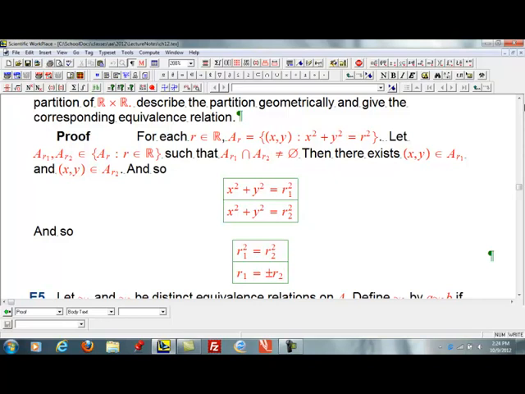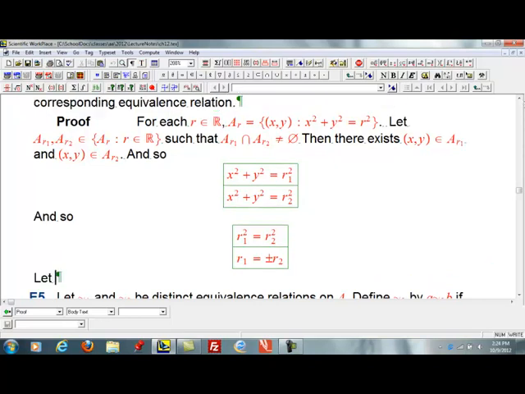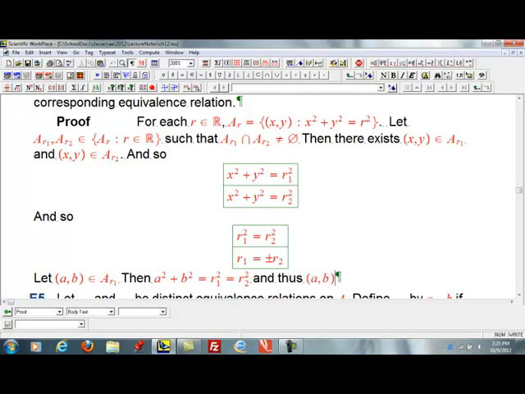So you're going to start with some a, b in the first set and show that it lives in the second set. So let a, b be in A R1. Then what do I know? A squared plus b squared is equal to R1 squared. But I know R1 squared is equal to R2 squared, right? And thus, where does that tell you that a, b lives?